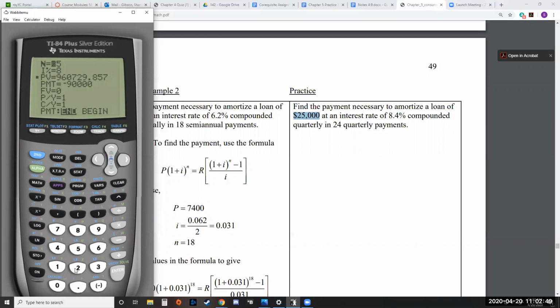They tell us 24 quarterly payments, so we're just going to plug in 24 for N. 8.4% is our interest rate. PV this time is the initial value of the loan, which is 25,000. I'm going to enter it as a negative 25,000, and then we'll solve for payments. There is no future value, and our compounding is done quarterly, so these should be 4. All right, this is the setup. Now we're going to find the payment we need in order to pay off this $25,000 loan after 24 quarters. And it looks like that payment would be $1,336 and about 80 cents.